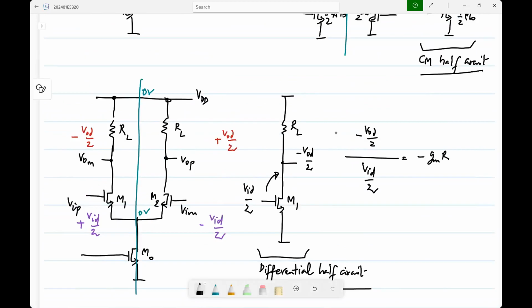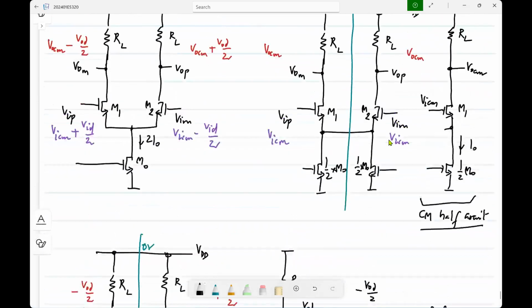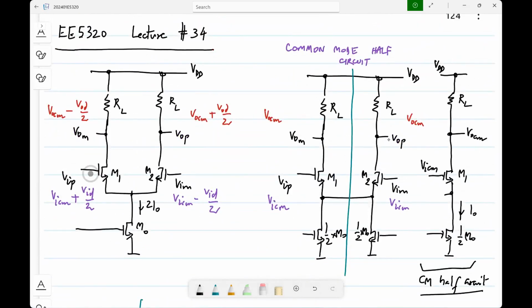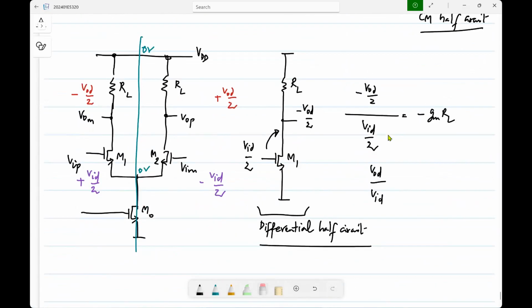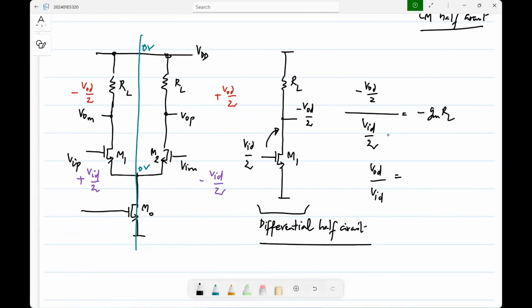Minus GMRL. So VOD by VID, which is our VID is like this between these two, VOD is between those two, VOP minus VOM. Okay. So how much is that? That is GMRL. Okay. This is fine, and it comes out to be positive. That's because of the way VOP and VOM are defined, right? So this is fine. This is how you would do the half circuit analysis.